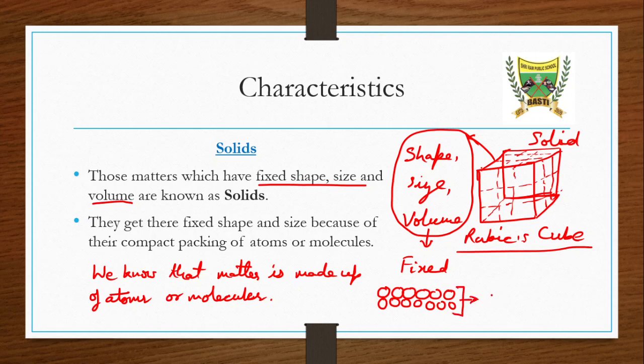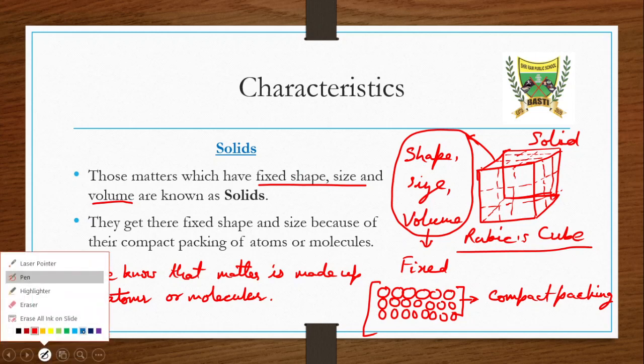It is called a closed compact packing. This packing is compact, very compact, means tightly packed. There is not much space between the molecules, so we will call it compact packing. So in solids, the molecules or atoms have compact packing. That means the distance between the molecules is quite less.